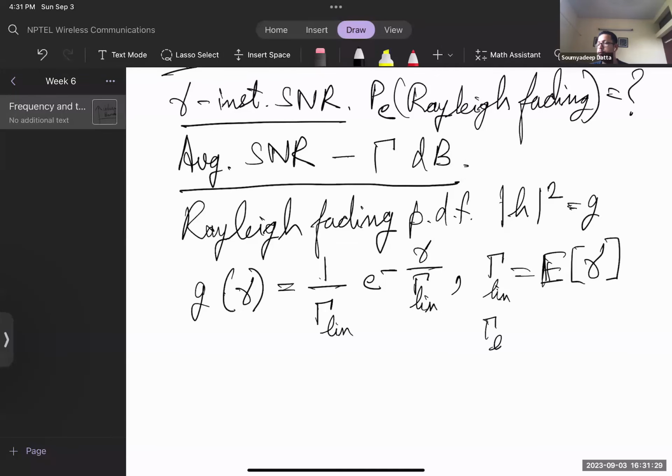So gamma linear, how will you calculate? It will be 10 to the power 0.10 gamma dB, right? So this is how you can convert from dB to linear.